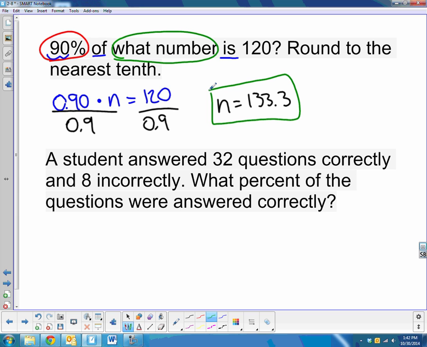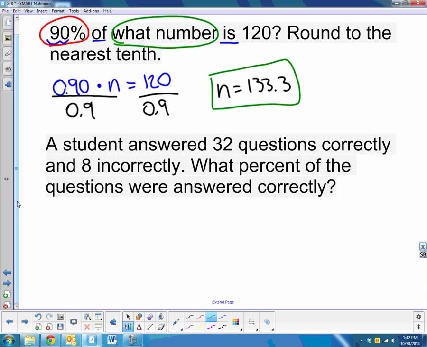Next one. A student answered 32 questions correctly and 8 incorrectly. What percent of the questions were answered correctly? All right, let's look. A student answered 32 questions correctly and 8 incorrectly. What percent? I don't know. P, of, times the questions. How many questions were there?